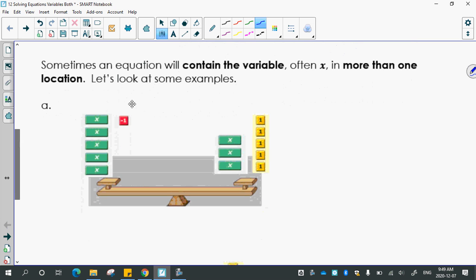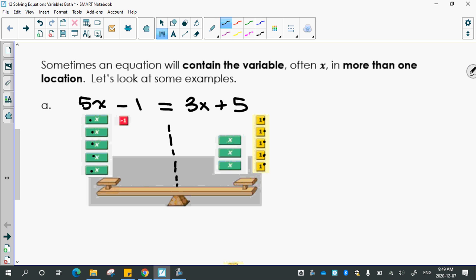All right. So sometimes an equation will contain the variable, which is usually x, in more than one location. So here's our equal sign again above our balance. If we look at what's on this side, we've got 1, 2, 3, 4, 5 x's and a minus 1. And if we look at what's on this side of the balance, we've got 3 x's and a positive 5. Okay? So this side of the balanced equation, remember these sides are equal, has 5 x's and minus 1. And then on this side, we have 3x plus 5. Okay, so that's what that picture represents.